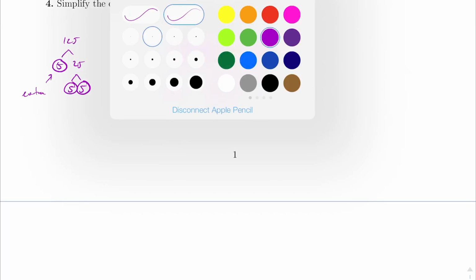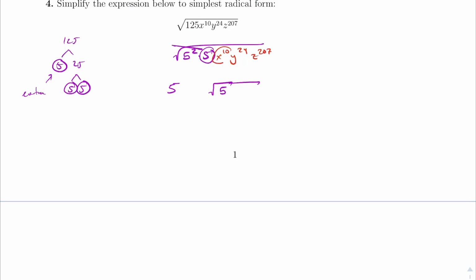Now next up, because we're going to be pairing up these x to the 10th, we'll be able to make 5 pairs with no leftovers, because 5 times 2 gives us the 10 total power. So we get x to the 5th outside from those pairs, y to the 12th outside from the 12 pairs we make with this, and z to the 103rd with the pairs that we make with the z.